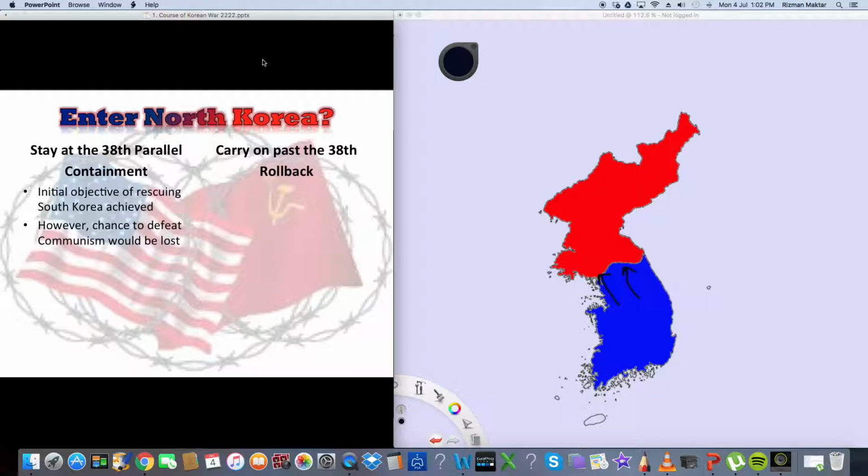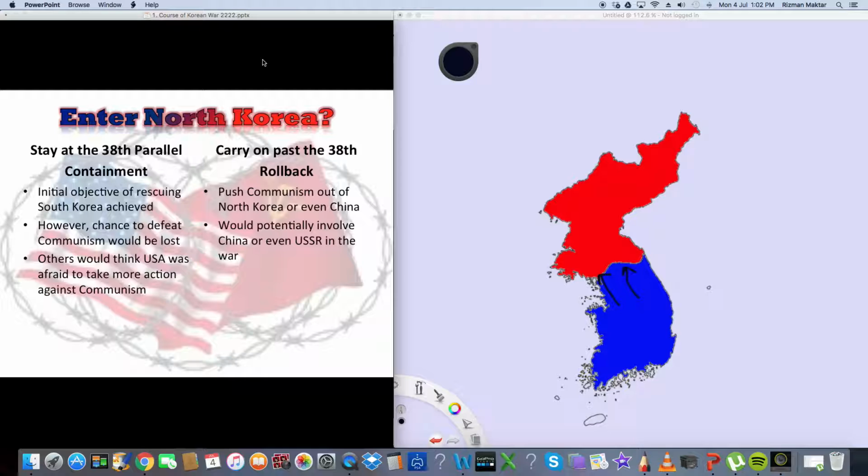we have done that, so we should stop. However, at this point of time, North Korea will be very weak because they've been defeated in South Korea. If you don't take any action, the whole world is watching. Is the USA afraid to take on communism? There is the case for containment. Or do we just push the communists right out of North Korea? We are now having the upper hand. Possibly we can even push them out of China if we're very successful in North Korea.